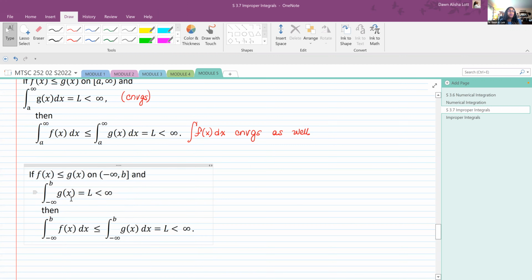And the integral from minus infinity up to b of g of x is a finite integral, but f of x is less than g of x, so the integral is less, but g converges, so the integral of f of x will converge as well. So this integral converges. So the integral of f of x dx converges as well.